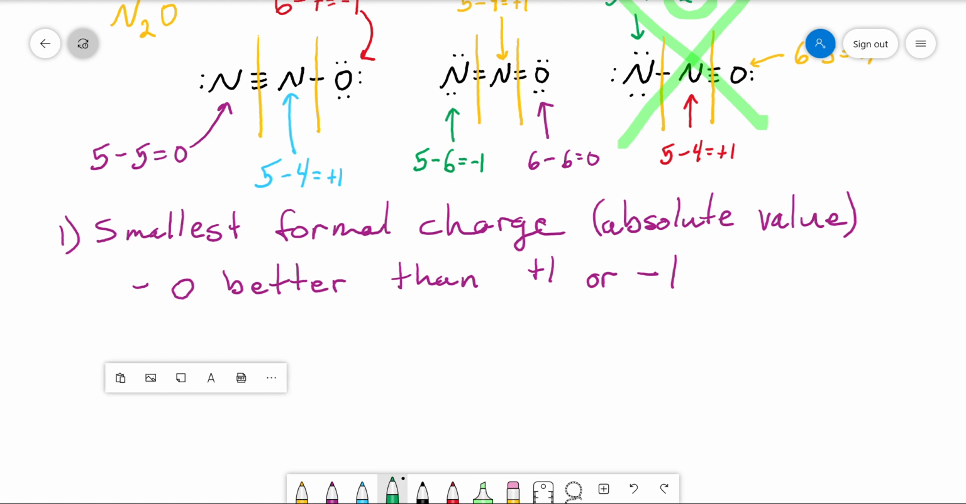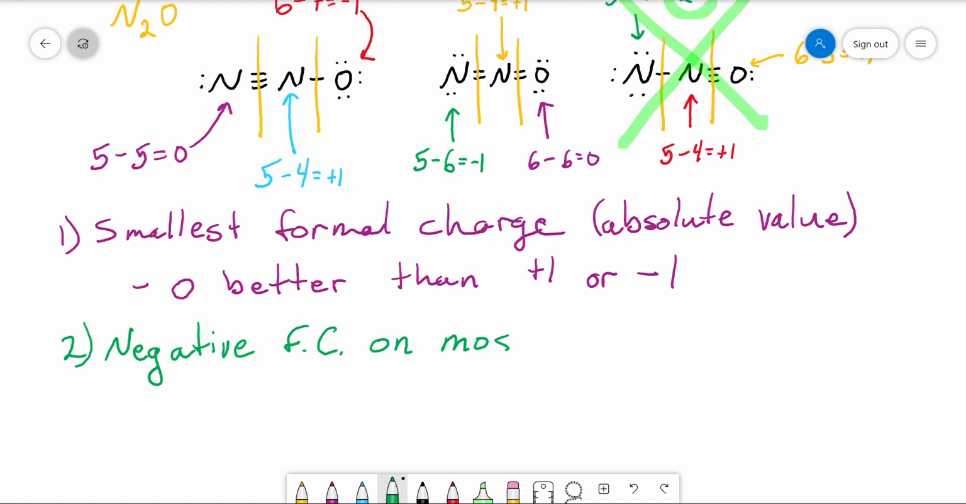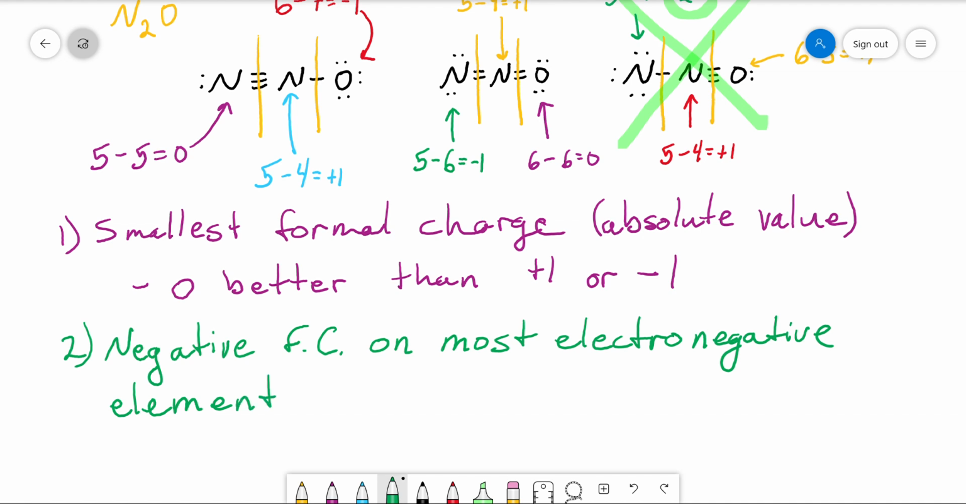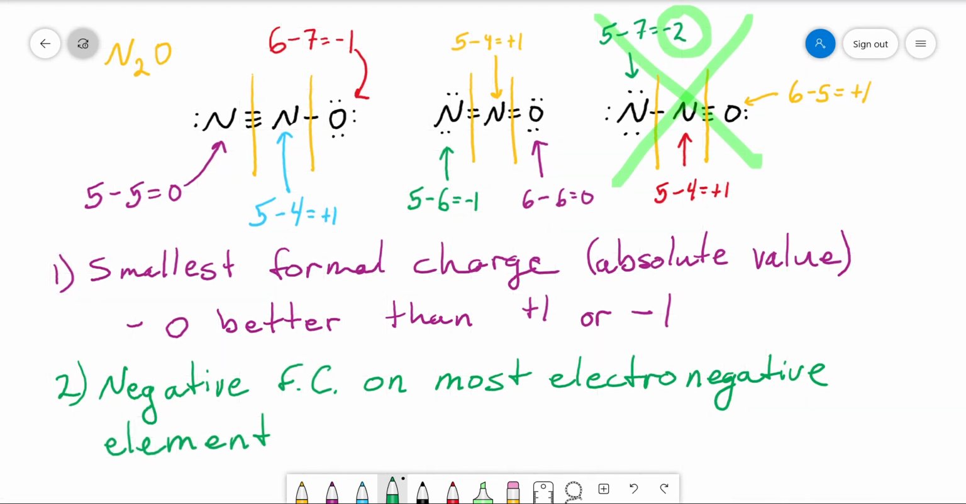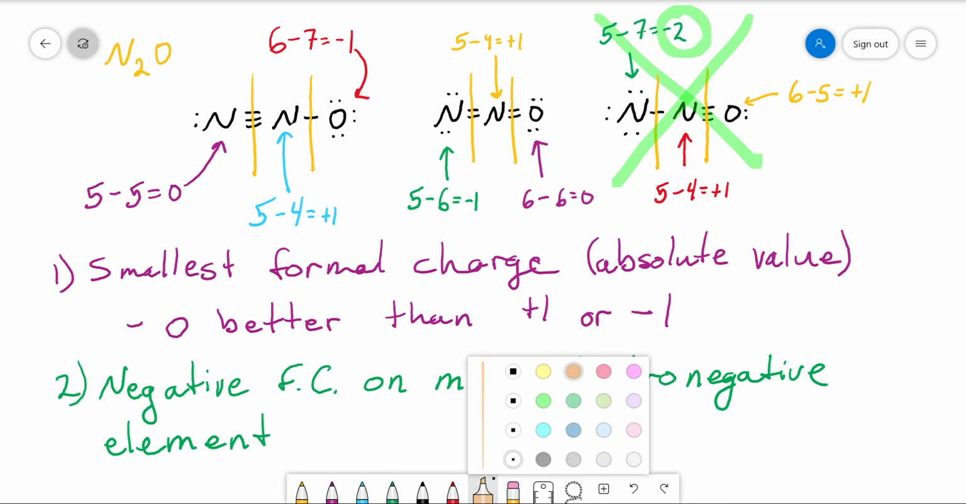Next, we want, and there's really only 2 things. We want the negative formal charge on the most electronegative element, and that just gives us the most stable structure. We're not going to talk about why any of these things are, it's just that they are, okay? So a negative formal charge on the most electronegative element, let's go back and look at that.